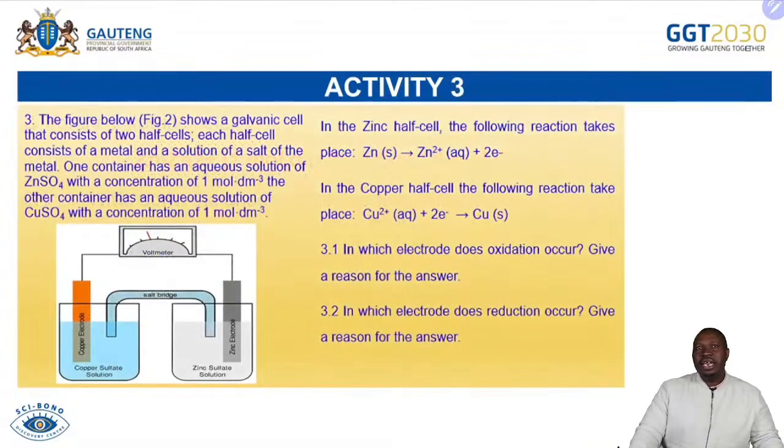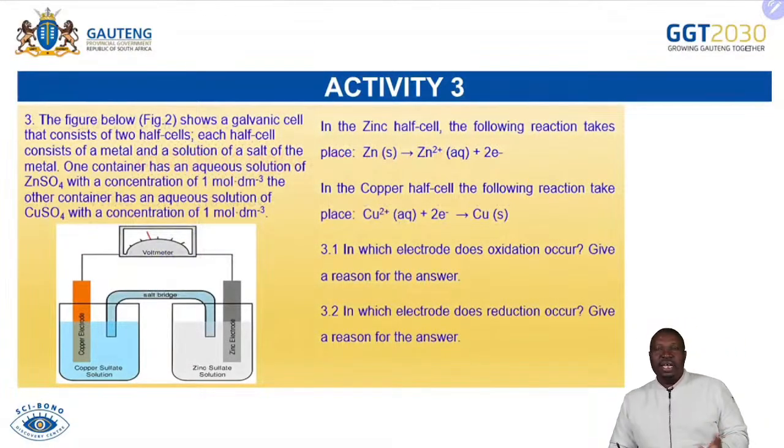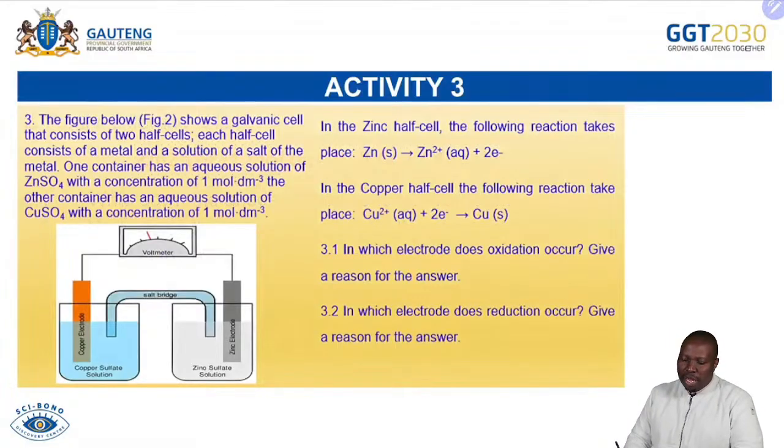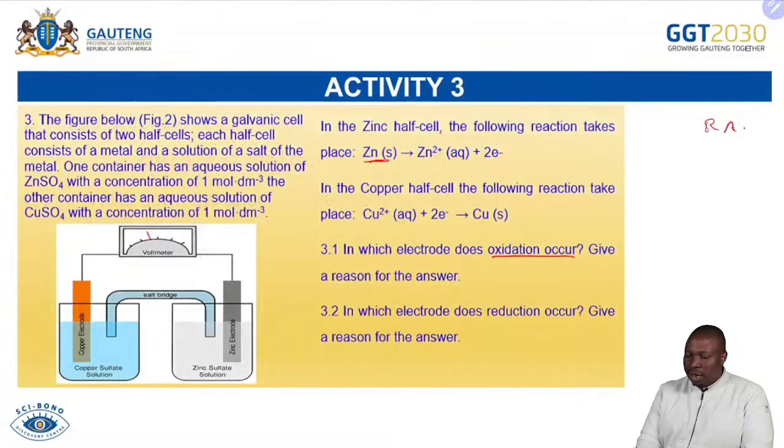So I wanted to understand, and some of the questions you will get in this way, where you are given the cell itself, and then you are asked in which electrode oxidation occurs. We've done this already. You know that oxidation, we said, is our zinc, because zinc is a stronger reducing agent. Remember on the table, a stronger reducing agent will obviously undergo oxidation.